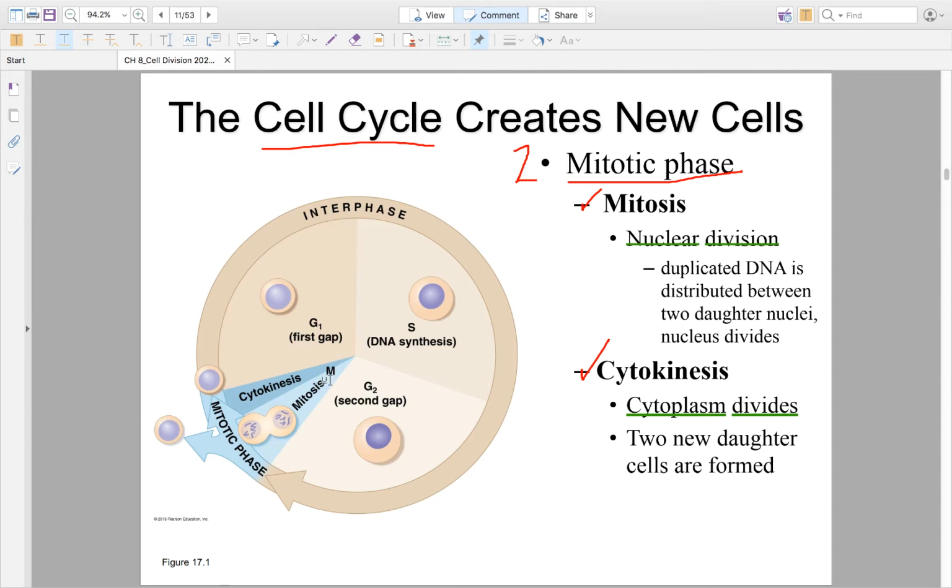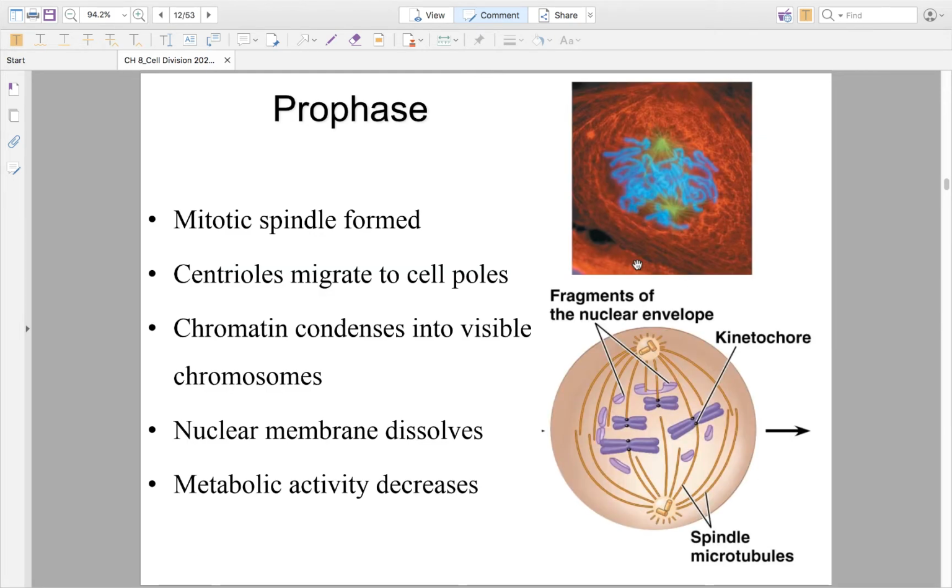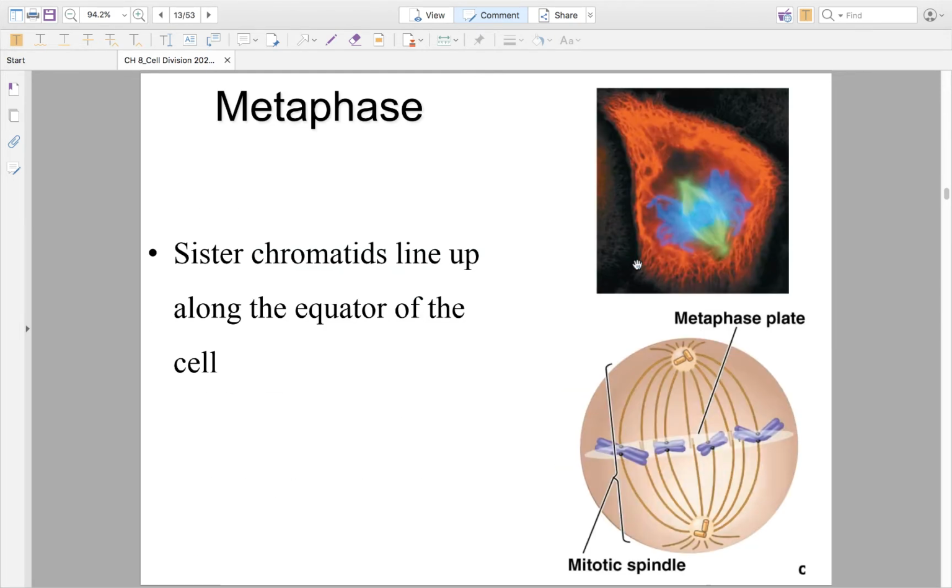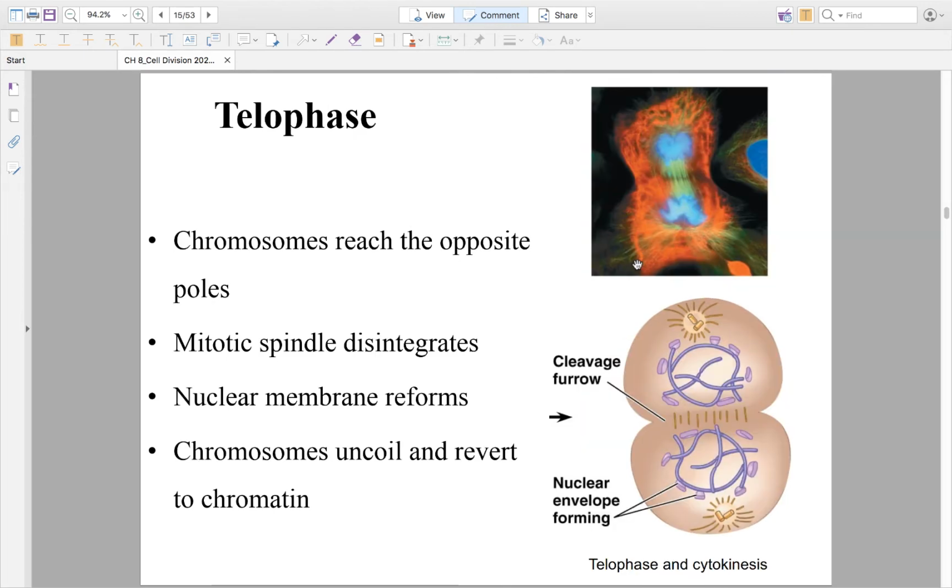Now, mitosis is this subphase of the mitotic phase, also referred to as the M phase. So sometimes the book will just call the mitotic phase the M phase for short. So if you see that, it means the same thing. Now, mitosis is part of the mitotic phase, and mitosis has several steps. It has prophase, metaphase, anaphase, and telophase.